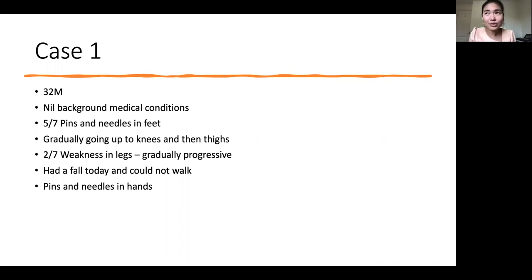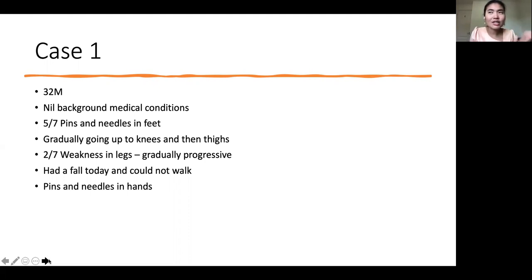He didn't come to hospital straight away because, as you know, we live in this COVID pandemic. So he waited for a bit. And today he woke up and then he had a fall. He couldn't get up. He couldn't walk. And he also started developing pins and needles in his hands.